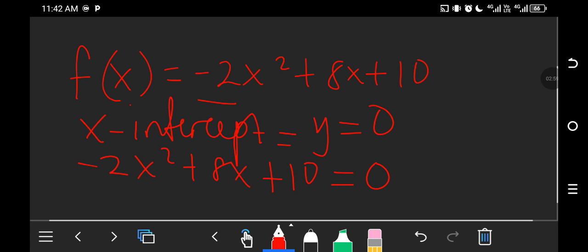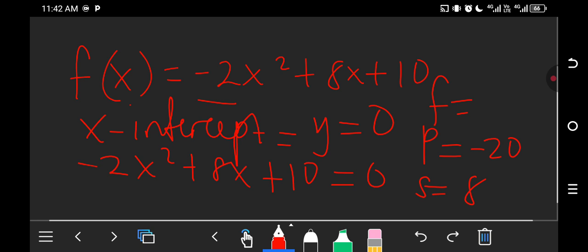Then you identify what is your product. The product is just the coefficient of a multiplied by c. That will give negative 20. The sum, that is just the coefficient of x, and that is 8. Then the factors are the two numbers which, when you add them, give you 8, and when you multiply them, give you negative 20.